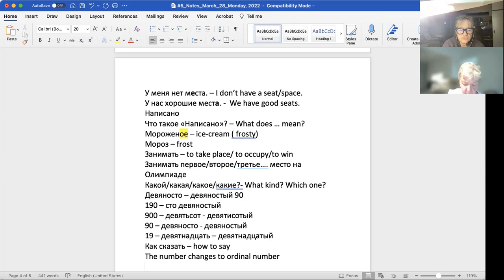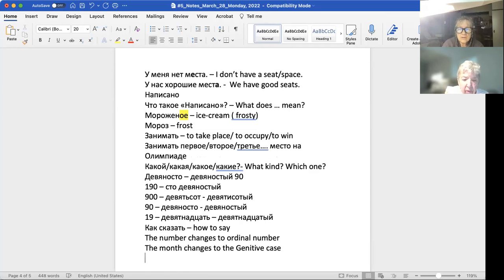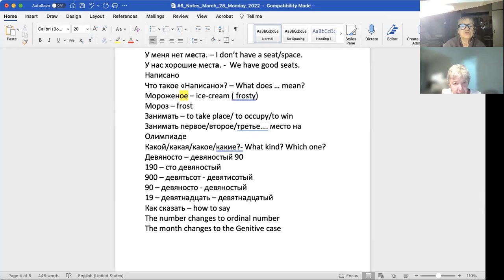Then we have to change the month. The month changes to the genitive case. Why? Because of, right? The 21st of March, right? So here is the 25th of March. So let's go over the months and change them to the genitive case. All right, the first will be January.